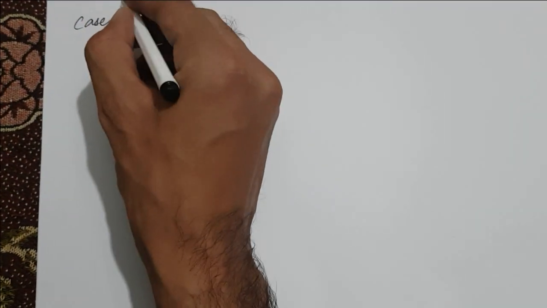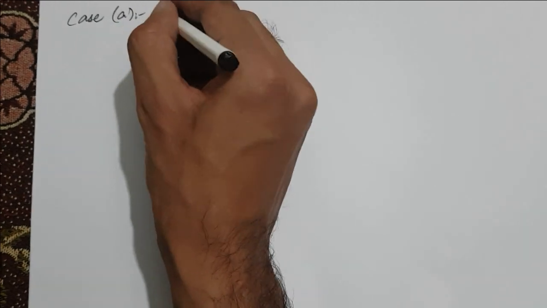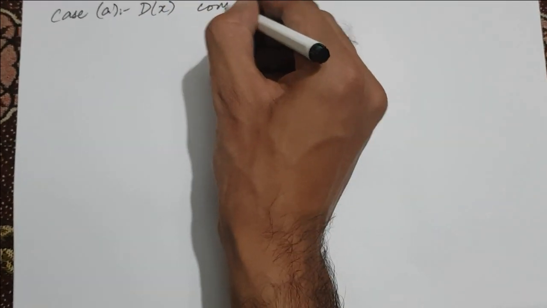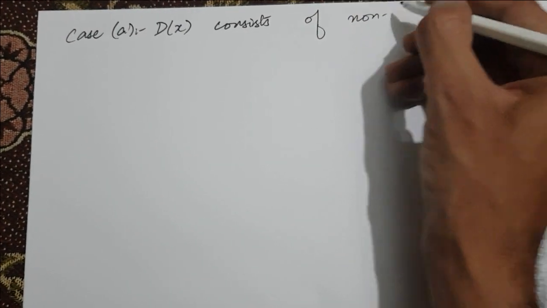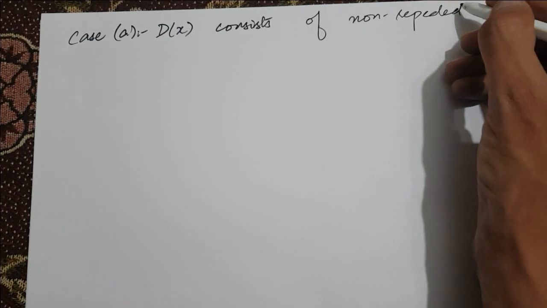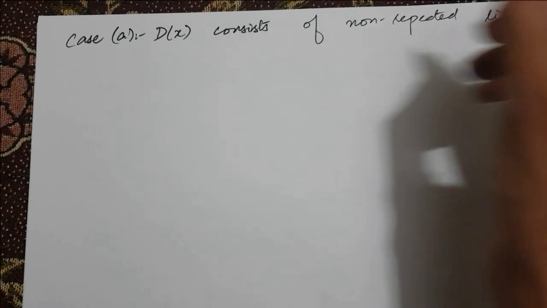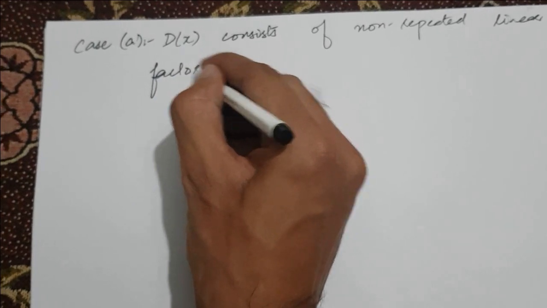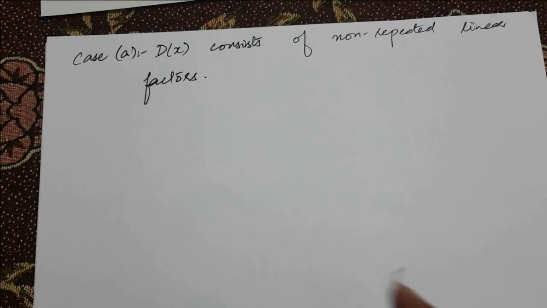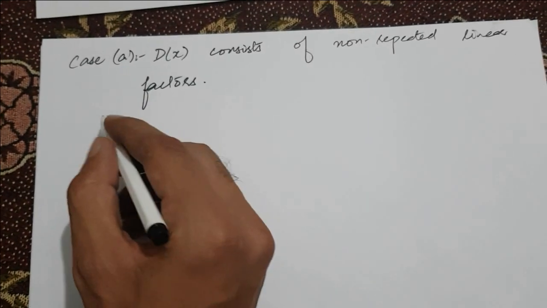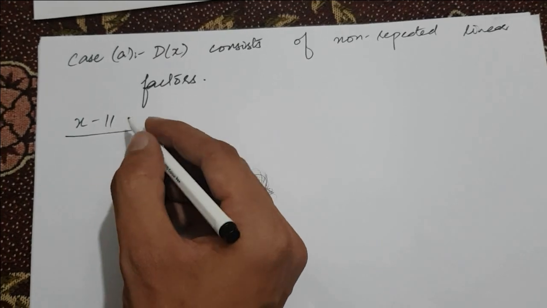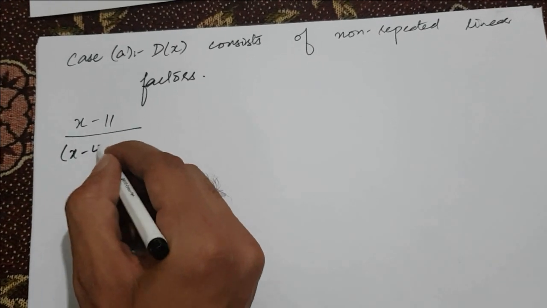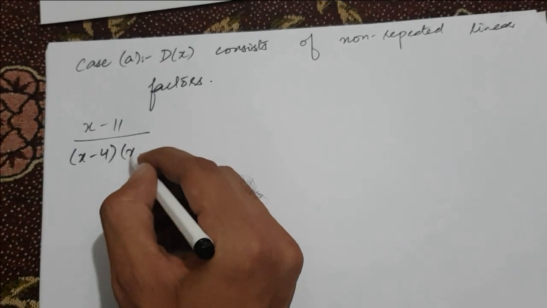Now we would be considering case A, where D(x) consists of non-repeated linear factors. Consider an example. We have a resultant fraction that says (x minus 11) over (x minus 4) multiplied by (x plus 3).